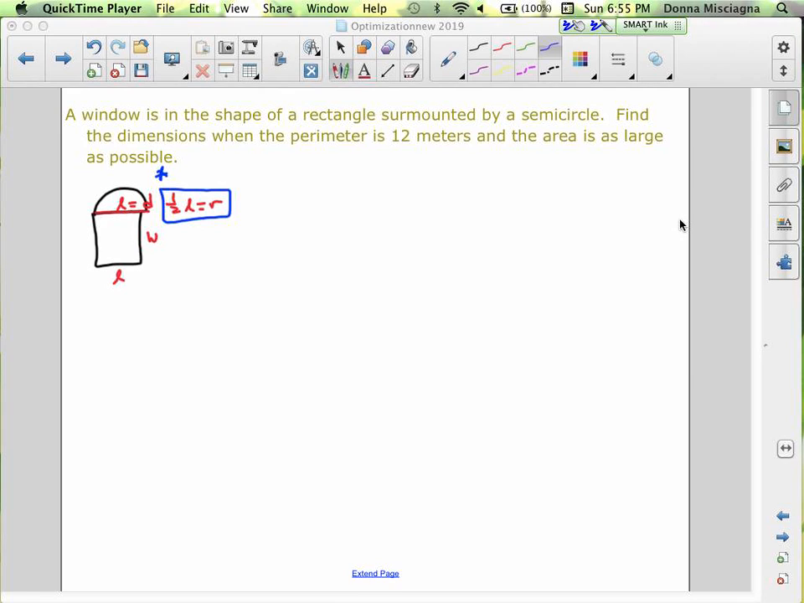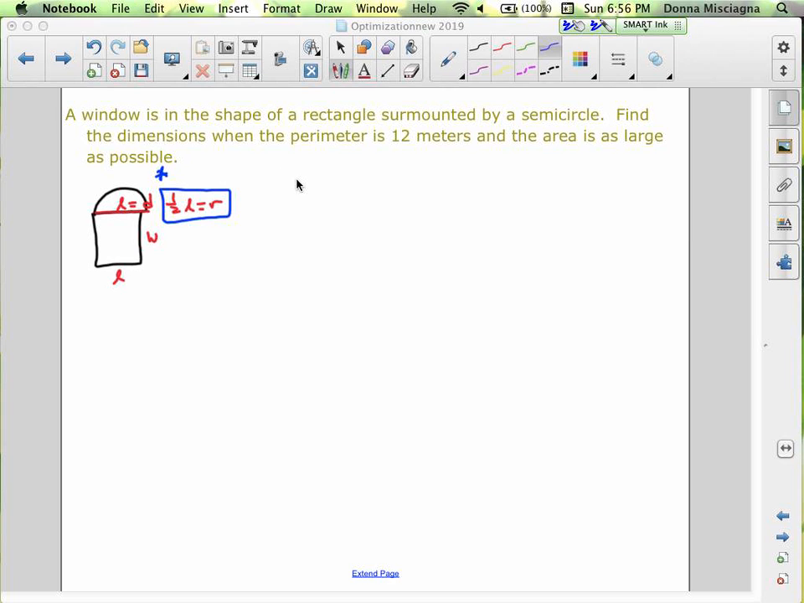And if we look, we notice that the distance across the circle, which is the diameter, is the same as the length of the rectangle. So that means the diameter is the same as the length. We don't work with diameter when we're dealing with area. We need radius. So if length is the diameter, radius is half the diameter, so that means the radius is half the length.